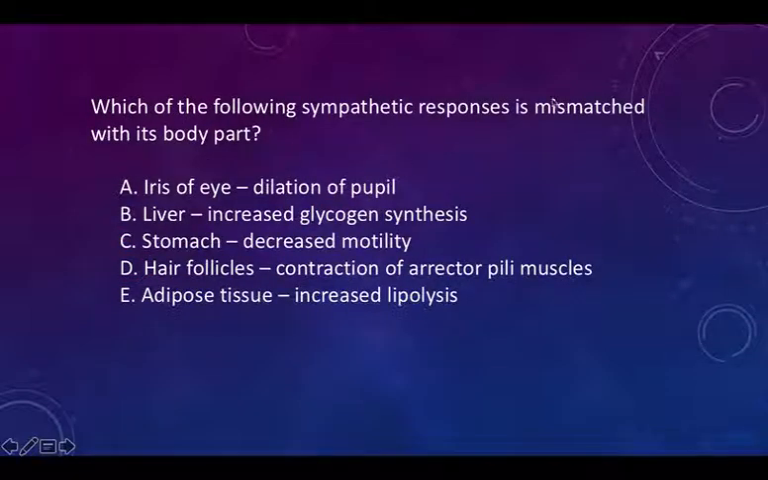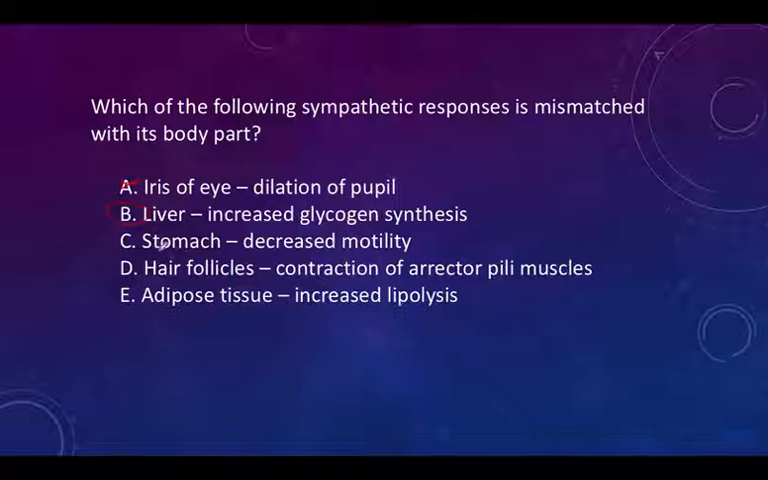Which of the following sympathetic responses is mismatched with its body part? So let's cross out the ones that are matched correctly. The iris of the eye, dilation of the pupil, that's right, because in a fight or flight response, wide eyes, dilation of the pupil. Liver, increased glycogen synthesis. So part of the sympathetic response is actually to mobilize glucose into the circulation. So this is going to be the correct answer, because sympathetic response would actually prefer to break down glycogen into glucose to mobilize glucose for the body.